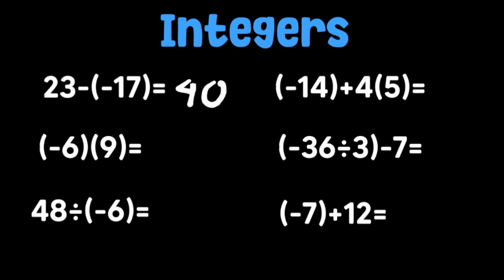So in the second one, we have -6 times 9. Obviously, negative and positive equals negative, so we will have a negative result. 6 times 9 is equal to 54.